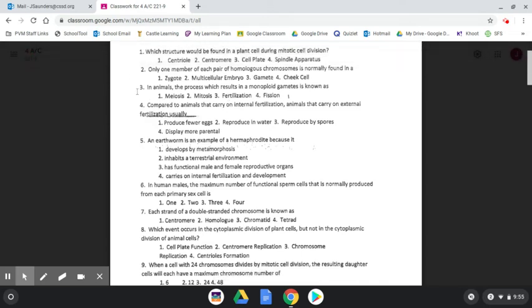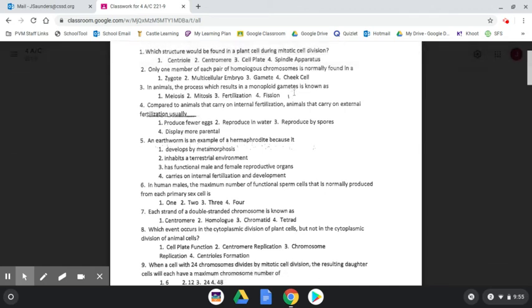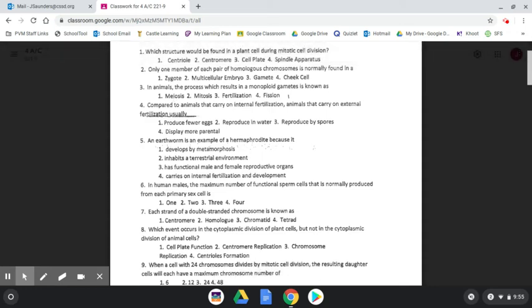Number three, in animals, the process which results in a monoploid gamete, mono, that's half the set of chromosomes, 23X, that would be meiosis. The little word sex, put over the E, half the chromosomes. Mitosis is when it's 46X to 46X.